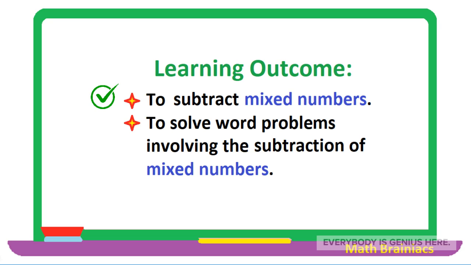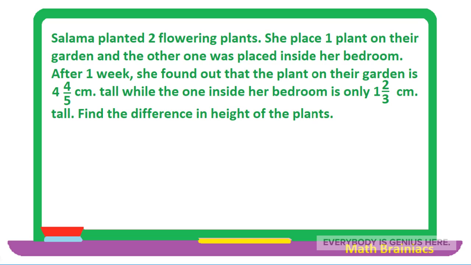Now, let us study how to solve word problems involving the subtraction of mixed numbers. Work on this example so that you will be guided. Selama planted 2 flowering plants. She placed one plant in their garden and the other one was placed inside her bedroom. After 1 week, she found out that the plant in their garden is 4 and 4/5 cm tall, while the other one inside her bedroom is only 1 and 2/3 cm tall. Find the difference in the height of the plants.